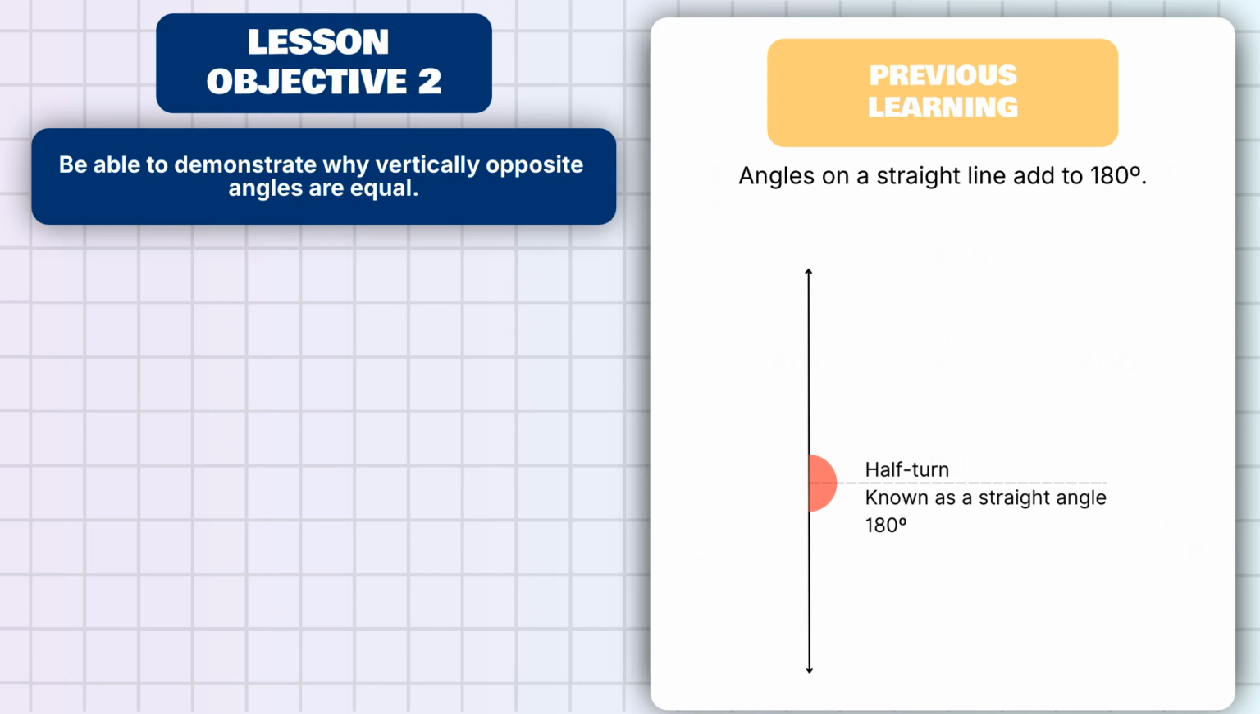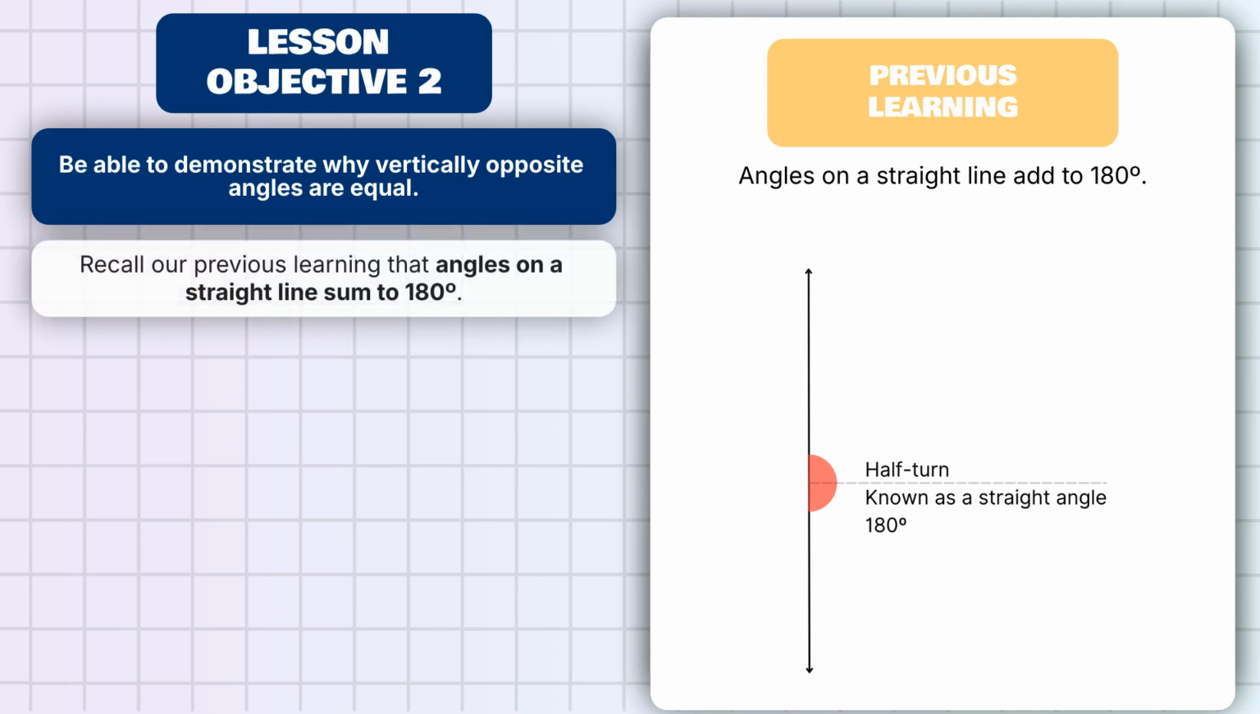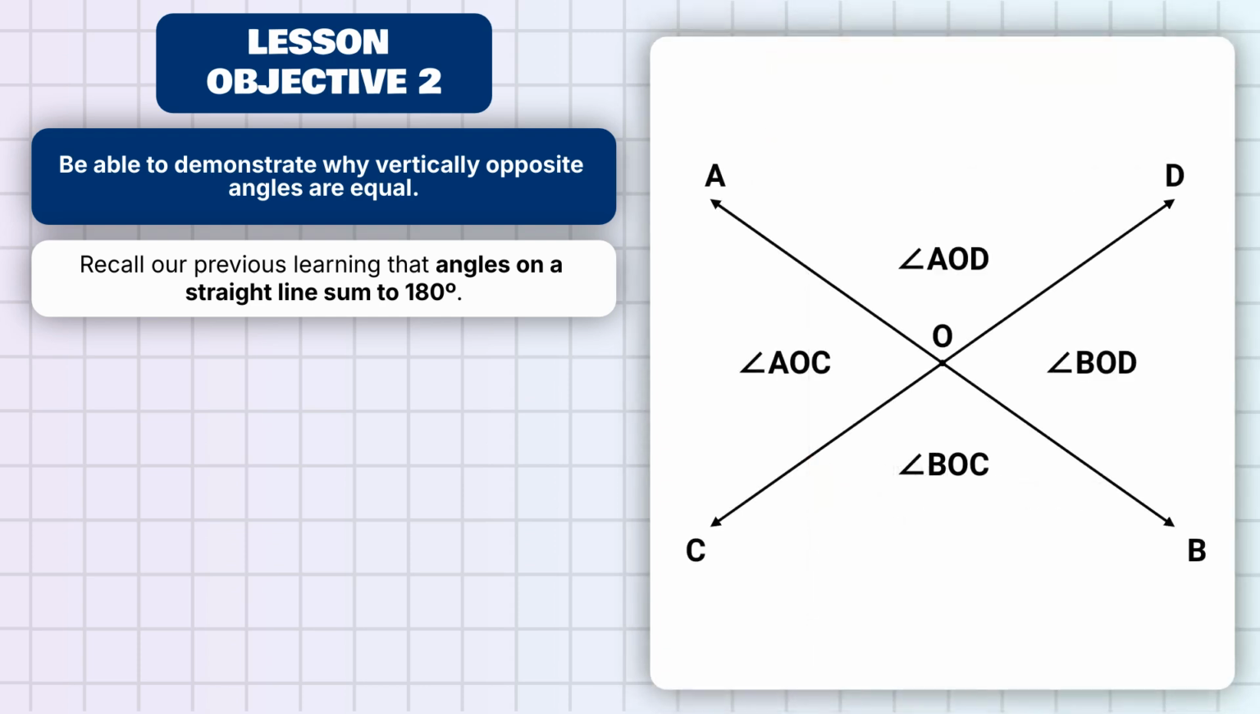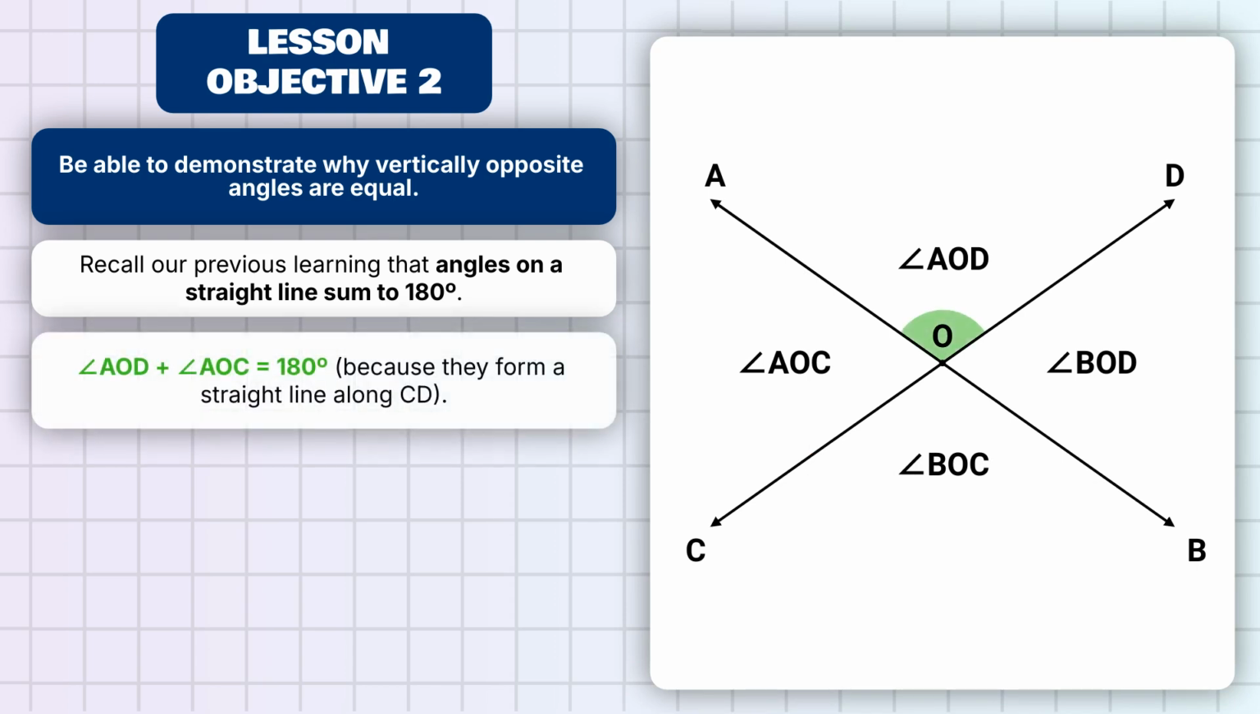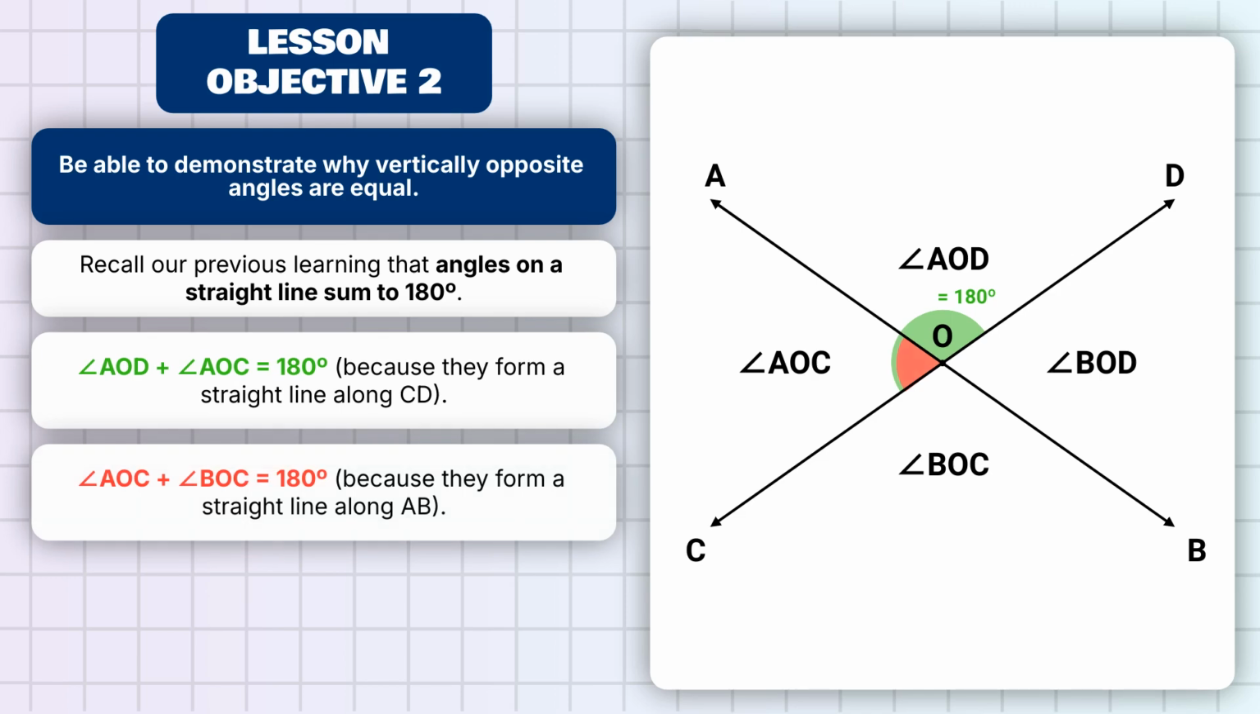Recall the fundamental property we discussed earlier. Angles on a straight line add up to 180 degrees. We can use this fact in the example we have here. At point O, the following relationships hold. First, angle AOD and angle AOC sum to 180 degrees. This is because they form a straight line along CD. Second, angle AOC and angle BOC sum to 180 degrees. Again, this is because they form a straight line along AB.